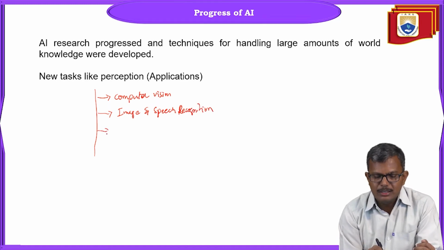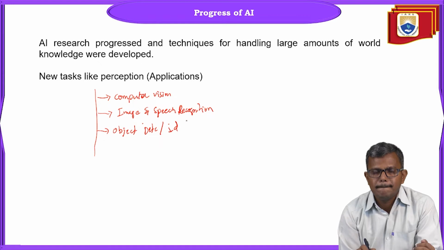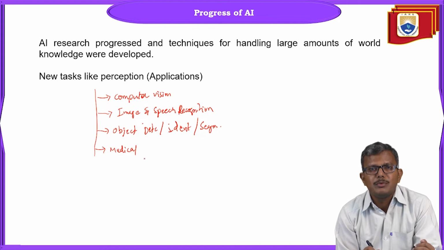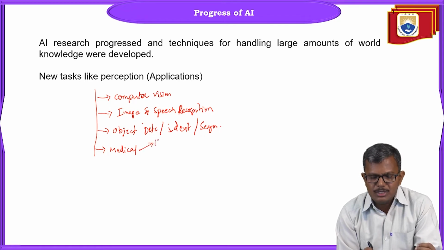It is already proven in object detection, object identification, and object segmentation. Not only in this particular area, but in different medical fields also, artificial intelligence has already proven that it exhibits very good behavior, better than what humans are doing nowadays. Medical from the human perspective, and also we can talk about the agriculture perspective.